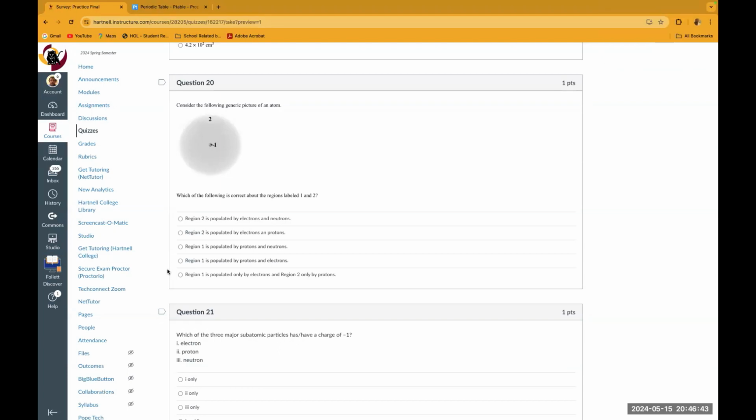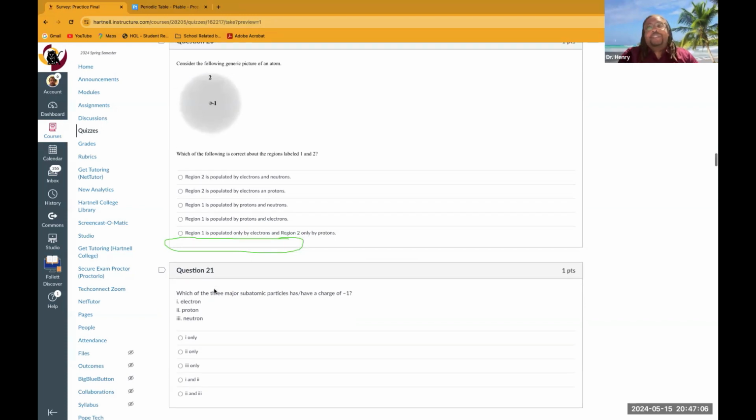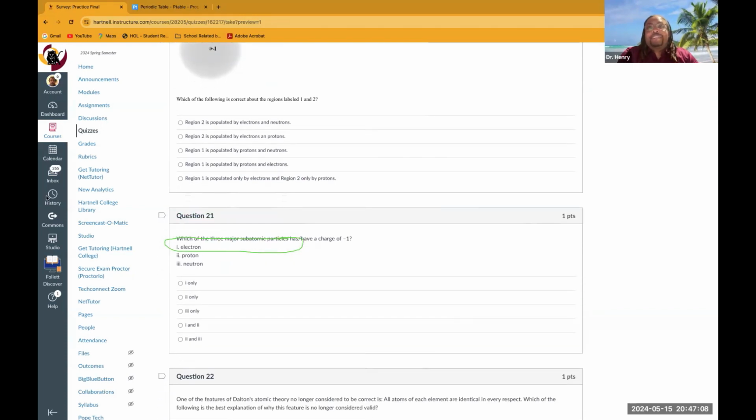We would say region 1 is populated by protons and neutrons, the third option. That is correct. Okay, we know that region 2 is only electrons, right? Because electrons are orbiting the nucleus, or it forms a cloud around the nucleus. Okay.